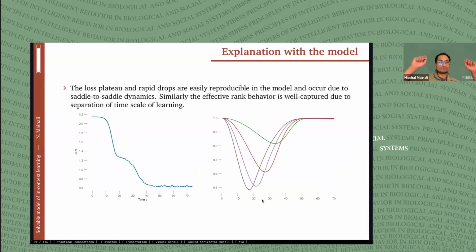It's basically because there are two spectral values, these diagonal values, that are evolving at two different time scales. So one evolves and that decreases the loss. And then it takes somewhat of a time for the second one to start evolving. That's why you get this kind of plateau and the drop of the loss. And on the right, if you look at the effective entropy, you see this kind of drop in the effective entropy or effective rank of this model, also in this linear model. And this is also, again, happening due to the separation of timescales of learning.